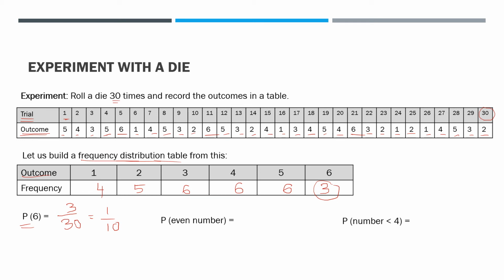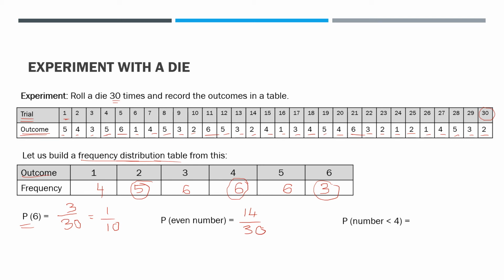Okay, so which are even numbers? 6, we have circled this, 4 and 2. These are even numbers. I should have circled these on the top: 2, 4 and 6, anyway. So that's 5 plus 6, 11 plus 3, 14. 14 over 30. That is the empirical probability of getting an even number from this experiment.